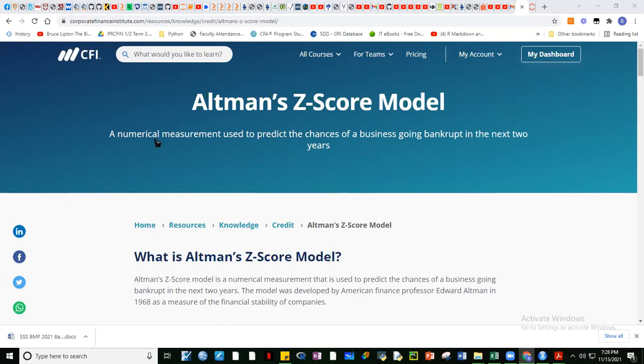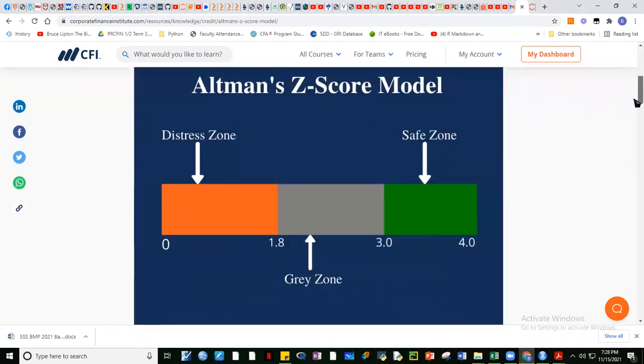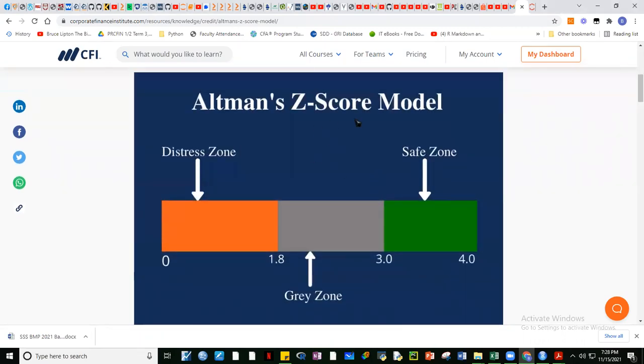So the Altman Z-score is a numerical measurement used to predict the chances of a business going bankrupt in the next 2 years. This is how we interpret the model. If the value of the Z-score is between 0 and 1.8, then there's a big chance that the company will become bankrupt in the next 2 years. That's the distress zone. If the value is between 3 and 4, guys, that means safe zone. Practically impossible for the company to become bankrupt.